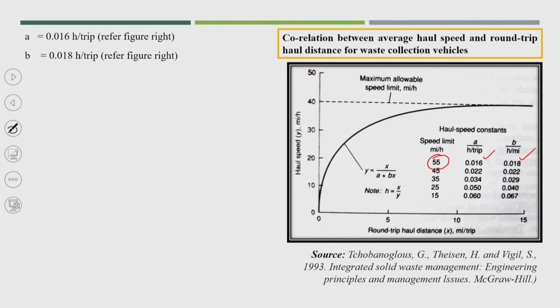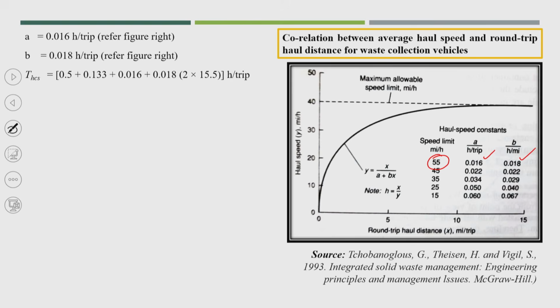It is possible that in the exam this graph will be given, otherwise the values will be available in the exam itself, like what A and B values have to be assumed. Now, TSCS we will calculate, that is PSCS plus S plus A plus Bx.